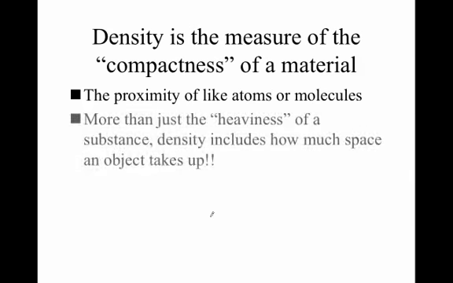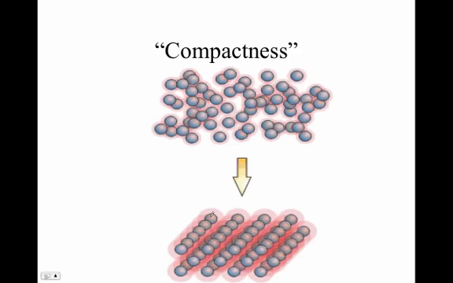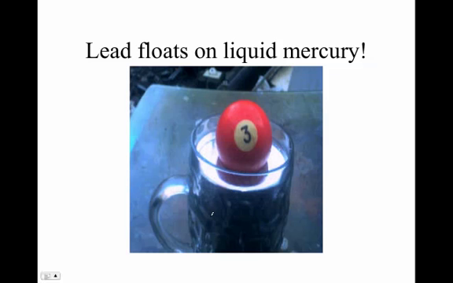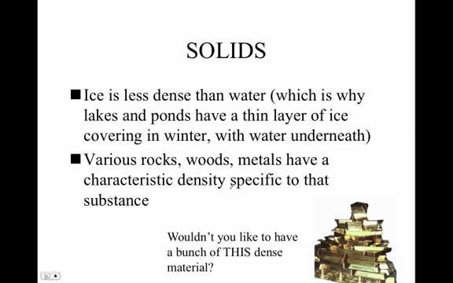So density is the measure of the compactness, the proximity of the atoms. So there's the compactness. Pretty amazing, eh? Lead floats on liquid mercury. So this cue ball is floating inside this cup of liquid mercury because mercury is so dense. Ice floats on liquid water. Ice is less dense than liquid water. That's why lakes and ponds have thin layers of ice covered in the winter.